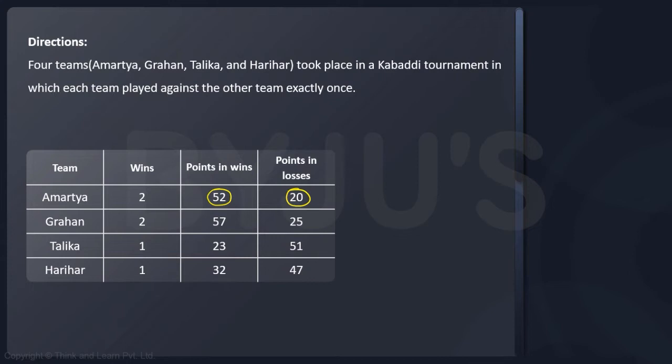Firstly, what you need to understand is if there are four teams, each team will play three matches, which means Amatya won two, which means it has lost one. Similarly, Grahan has won two, which means it has lost one. Talika has won only one, which means it has lost two. There are no ties. Harihar has won only one, which means it has lost two. So this is the first piece of information.